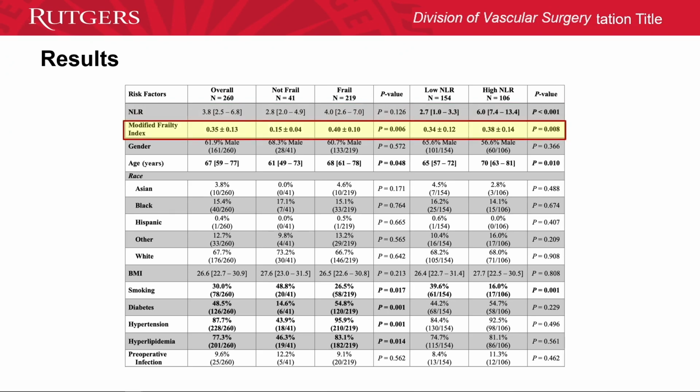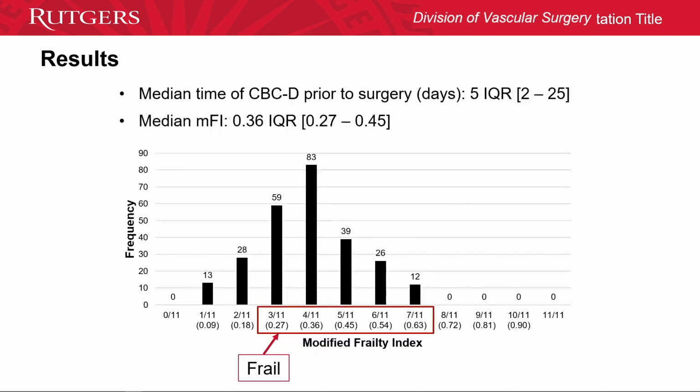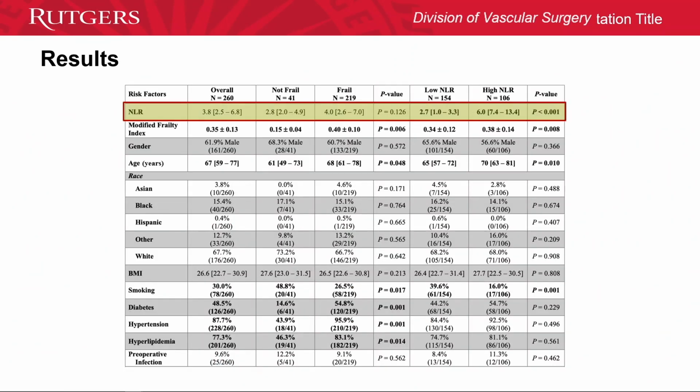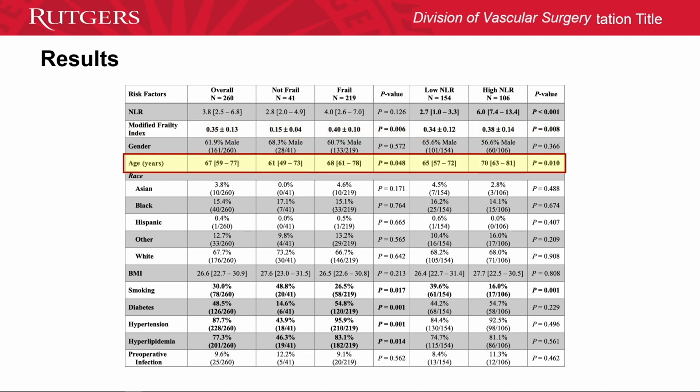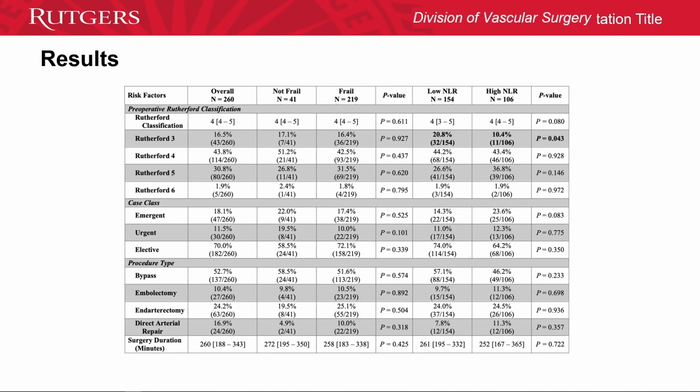We did find that the high NLR group was considered more frail than the low NLR group. Both the frail group and the high NLR group were statistically older. And this was kind of surprising, but there were higher rates of smoking in the not frail and in the low NLR groups. There was no difference in the preoperative Rutherford classifications, the case class, the procedure type, or the surgery duration between all of the groups.